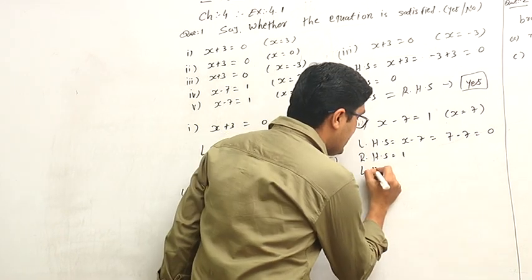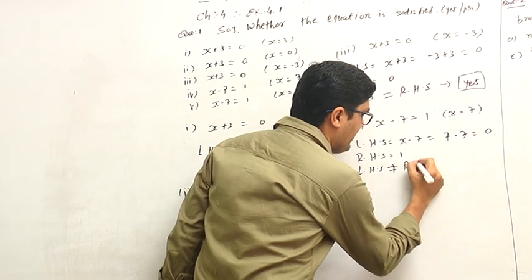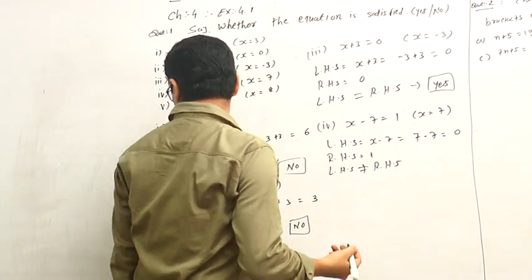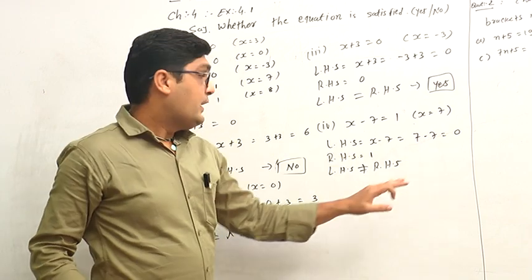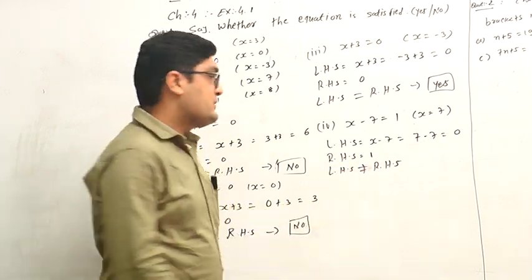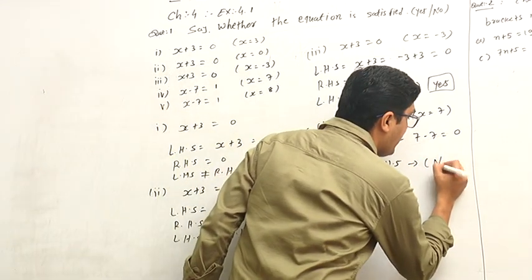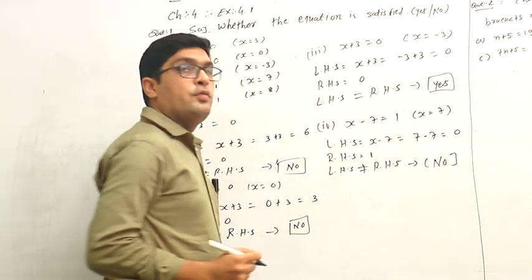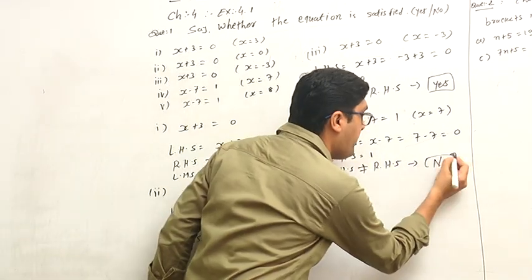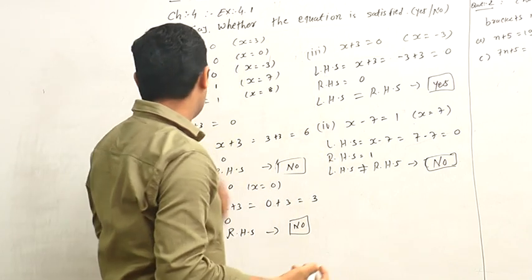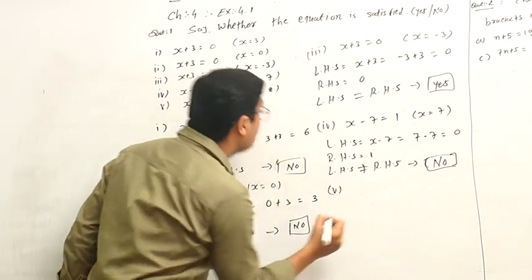So LHS is not equal to RHS. So what will the answer be here? No. Now we go for the fifth one.